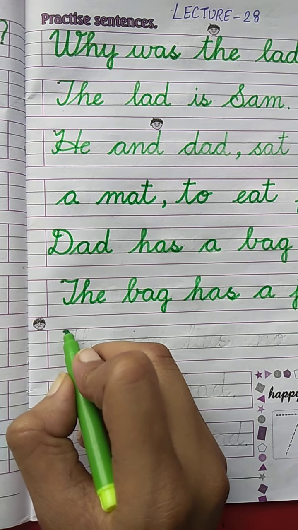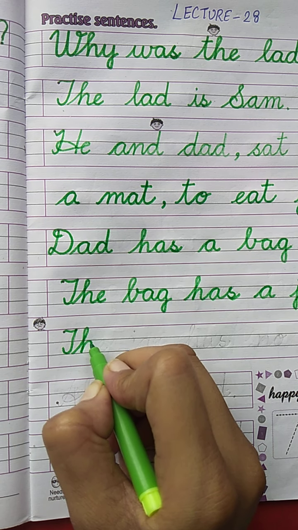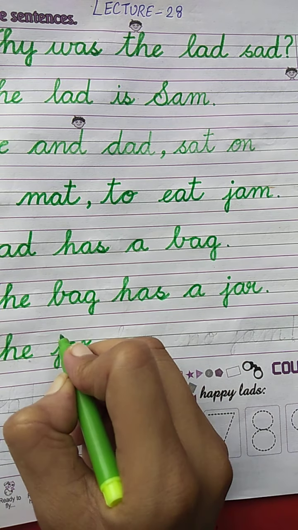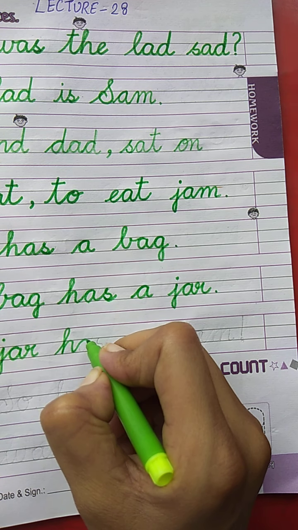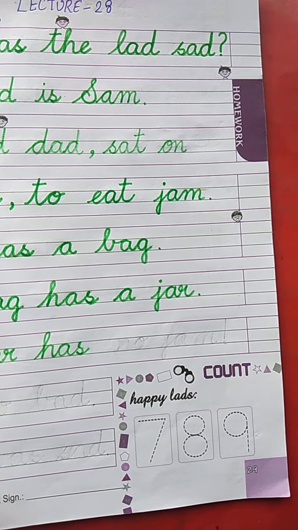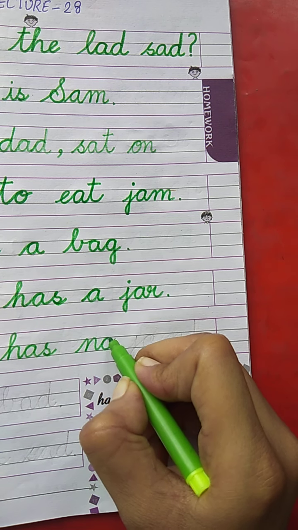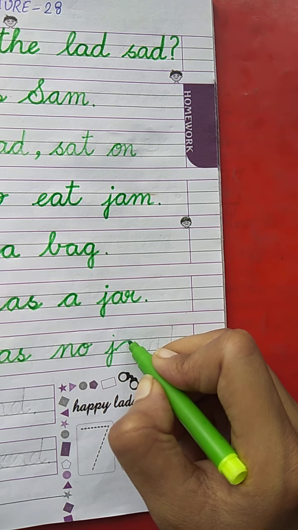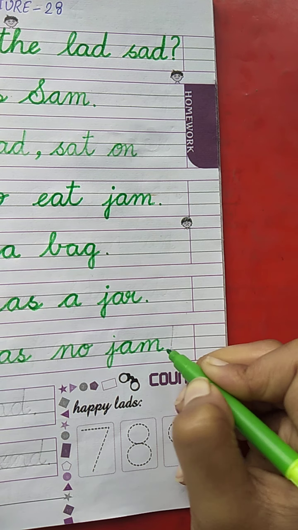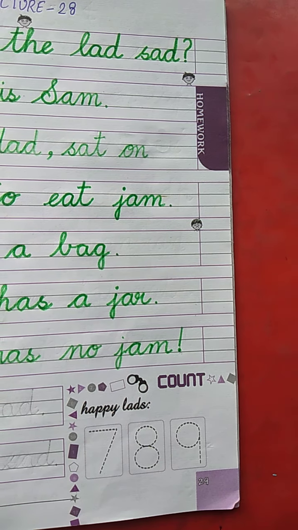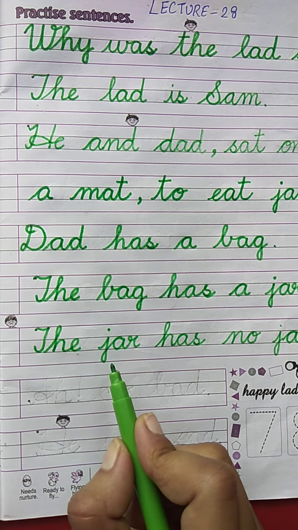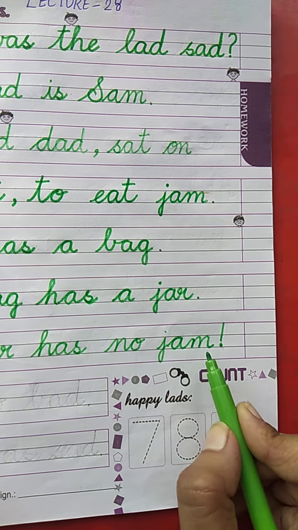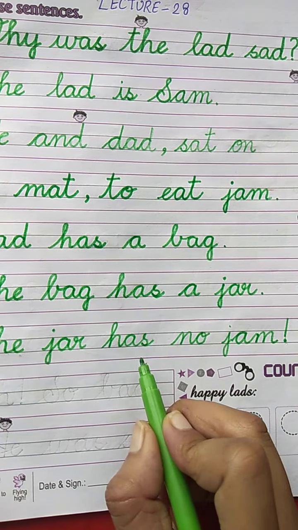Now come on the next. T H E, the. J A R, jar. H A S, has. N O, no. J A M, jam. This is the sign of exclamatory. Now again read with me. T H E, the. J A R, jar. H A S, has. N O, no. J A M, jam. The jar has no jam.